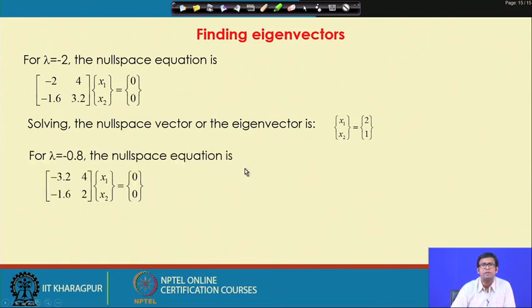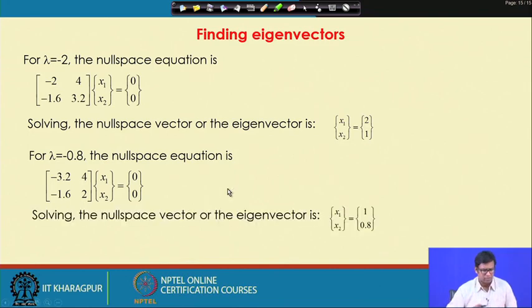Similarly, for lambda is equal to minus 0.8, the second eigenvalue, we get the equation minus 3.2 4 minus 1.6 2, x1 x2 is equal to 0, and we can see that again the columns are dependent on each other. So, it will have rank 1. So, we will have n minus r, which is one null space vector here. So, the eigenvector comes as x1 x2 is equal to 1 1.8.